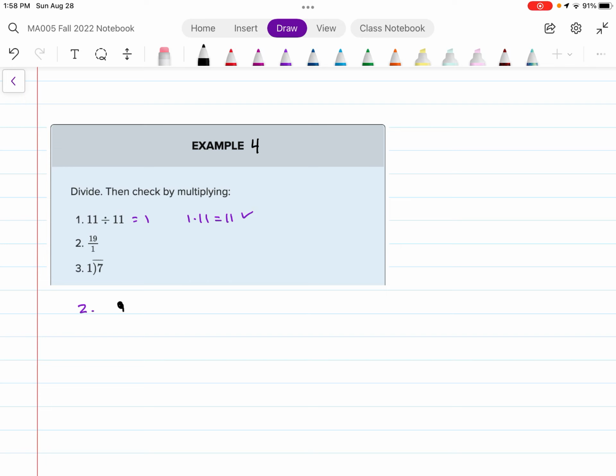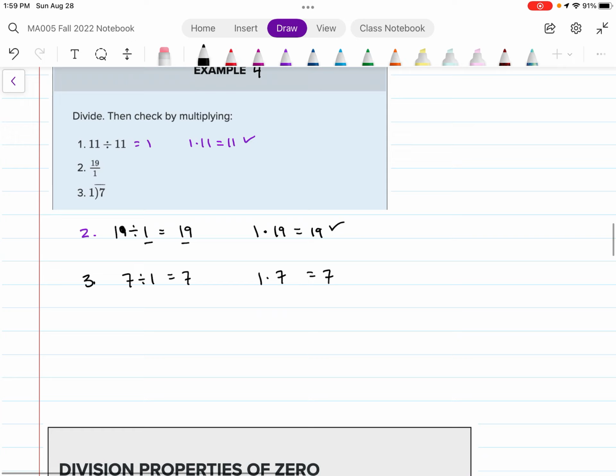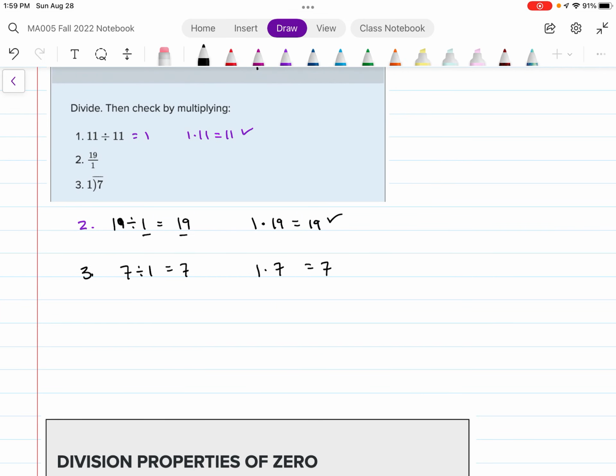The next one I'll do down here, number 2. We've got 19 divided by 1 is 19. And let's check it by using these two numbers here. We get 1 times 19 is 19, and it checks. Number 3, we've got 7 divided by 1 is 7. We check by saying 1 times 7 is 7. Okay, so that's all they're asking you to do right there.